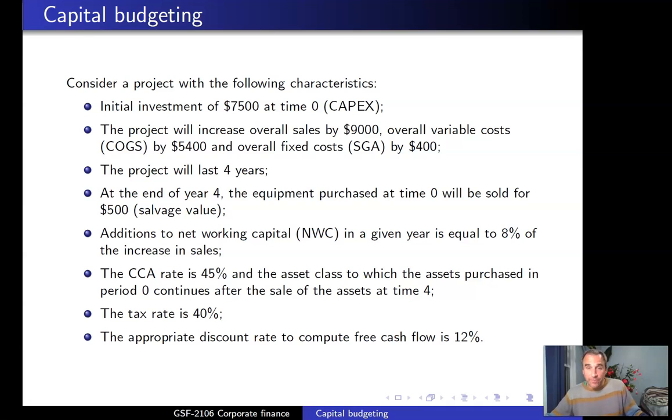The project will increase overall sales by $9,000 every year, overall variable cost of goods sold by $5,400 every year, and by an overall fixed cost. We call them fixed, they may not necessarily be fixed, but selling, general and administrative expenses do not necessarily vary with the quantity of the new product sold. So they are kind of fixed. They're not absolutely fixed because a new project will increase them.